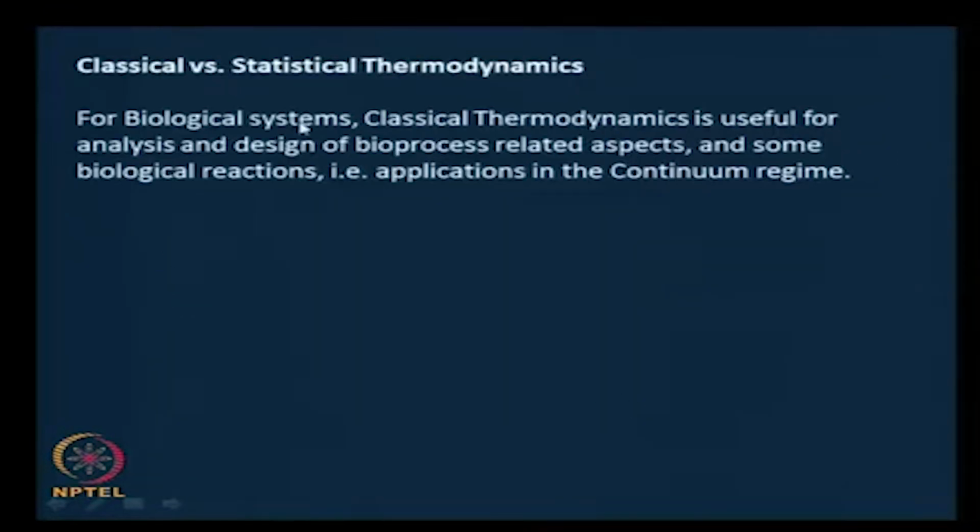And then we talked about classical versus statistical thermodynamics. We said that for biological systems classical thermodynamics is useful for analysis and design of bioprocess related aspects, some biological relations and so on, even inside the cells, as long as the applications are in the continuum regime.